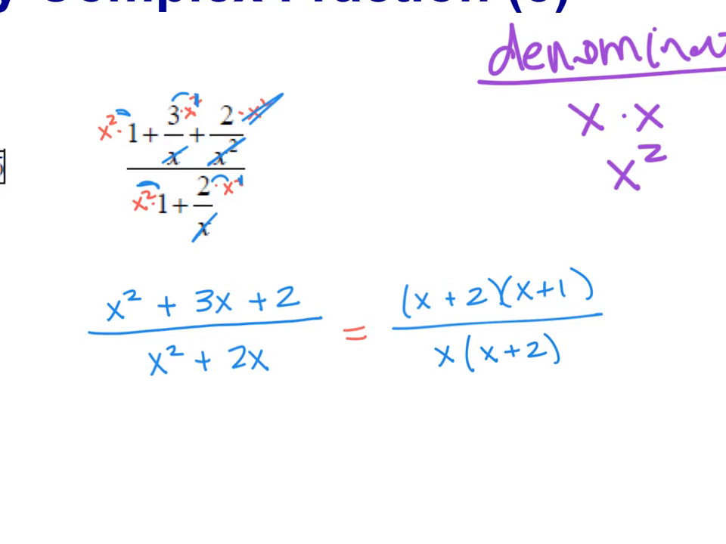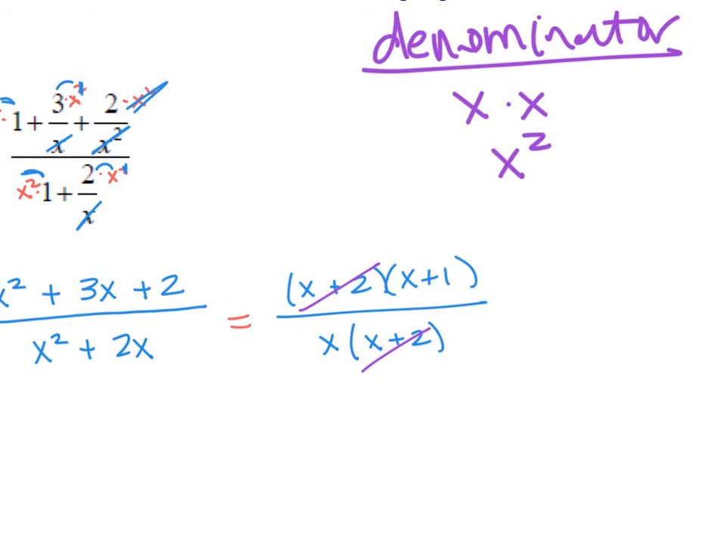All right, now look to see if anything will cancel. We've got the x plus 2's canceling, and then our final answer is that x plus 1 we have in the numerator over the x in the denominator.